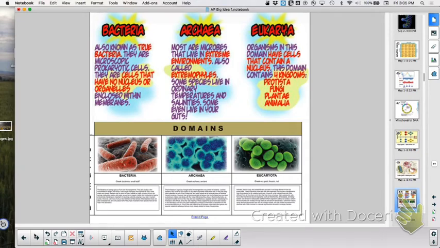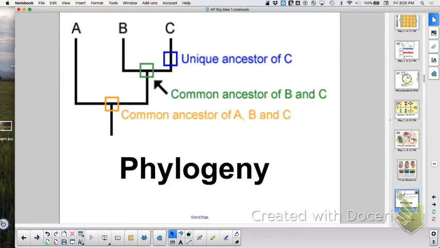All right. Good. Phylogeny. So we know, and this would be like a cladogram not leaning, right? So you have a common ancestor here. This common ancestor was the ancestor to A, B, and C. But this common ancestor here was only to B and C. We know that. Okay.